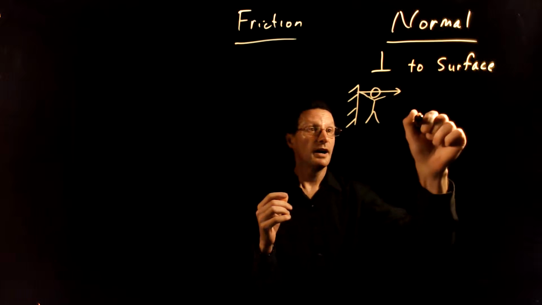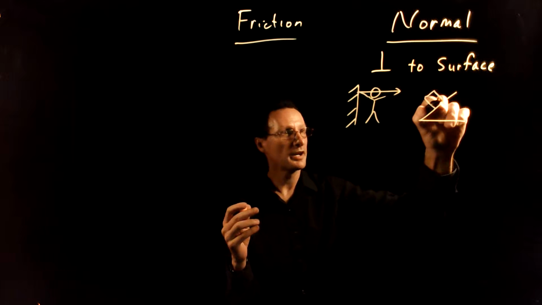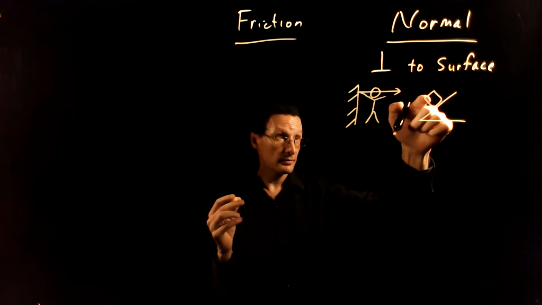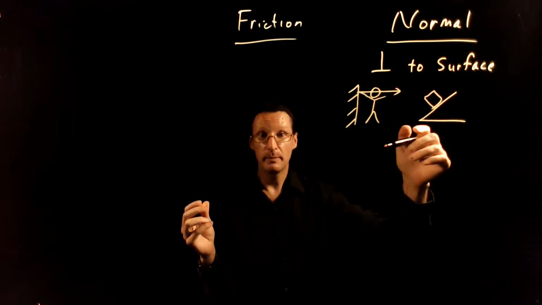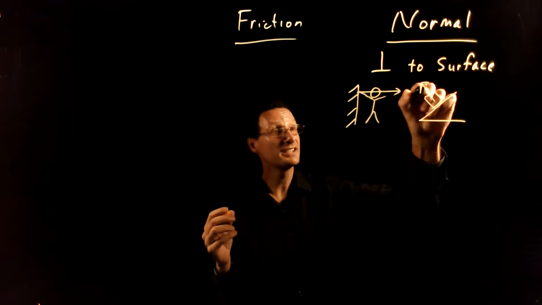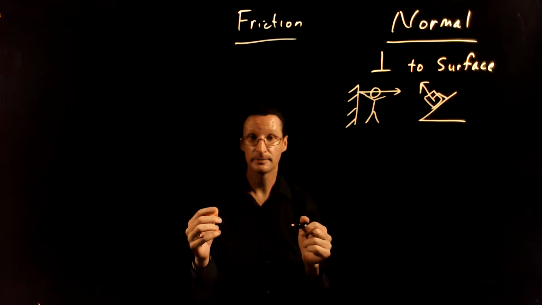Okay. If on the other hand you took an object, like a box, and you put it on a ramp, and that ramp was at an incline, the box doesn't want to go through the ramp, and the normal force then is going to prevent that and will act perpendicular again to the surface, at a 90-degree angle to the surface.